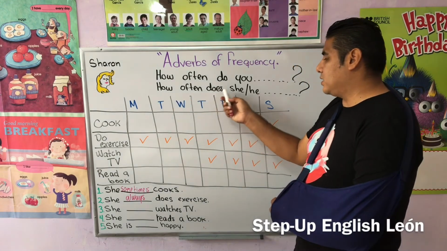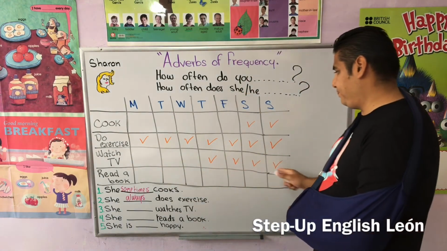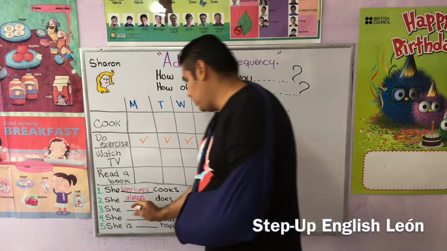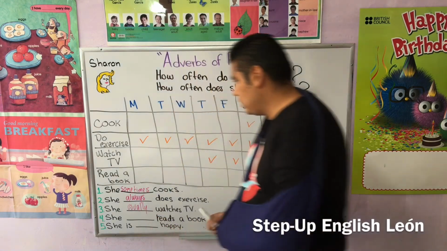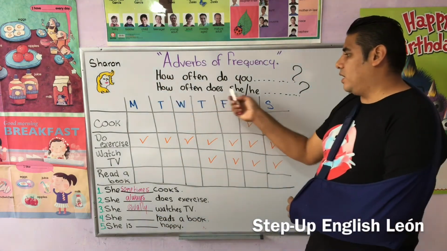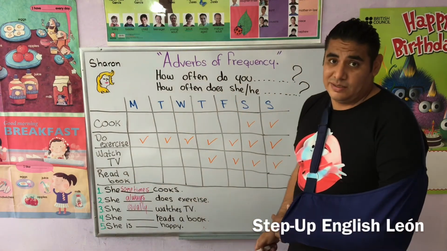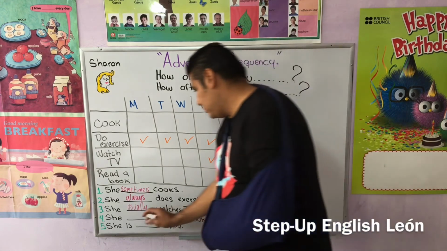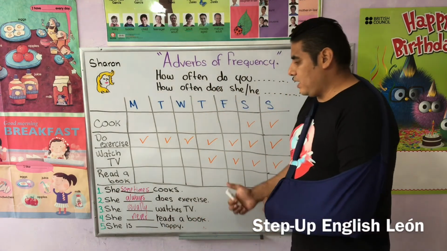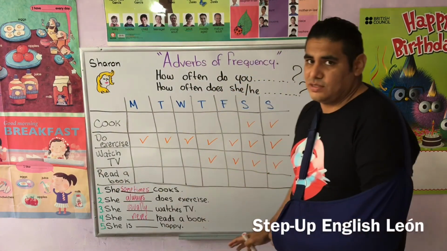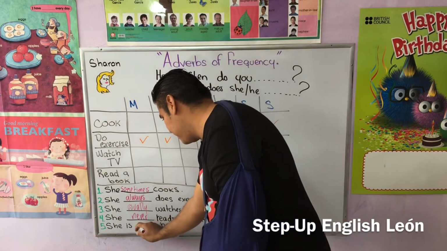How often does she watch TV? You see that? Almost a half. We're going to use usually. Last one. How often does she read a book? Never. Wow. She never reads a book. Okay, based on these 4 sentences, we can deduce that she is always happy.